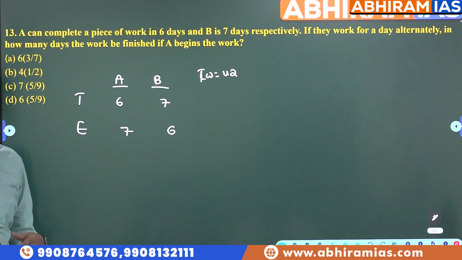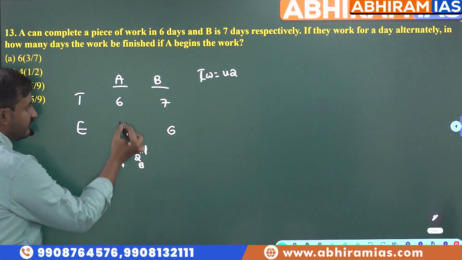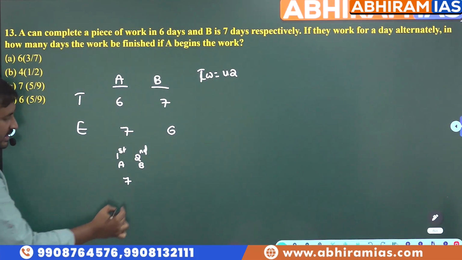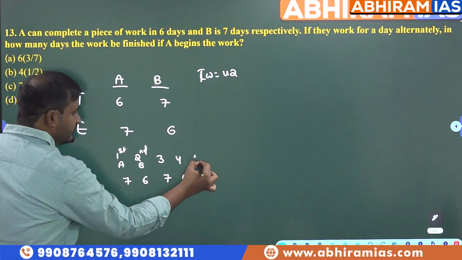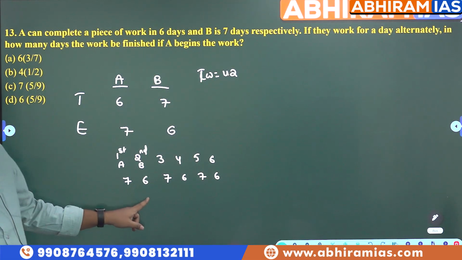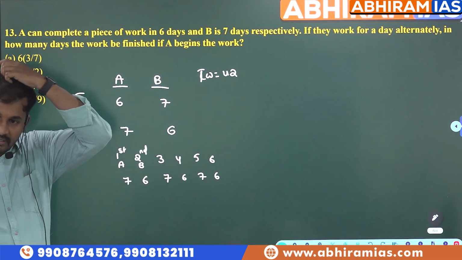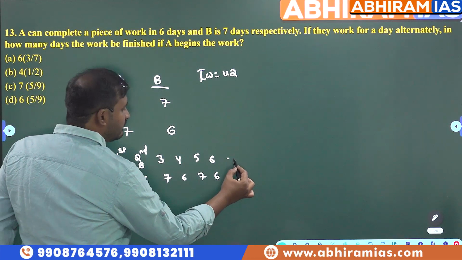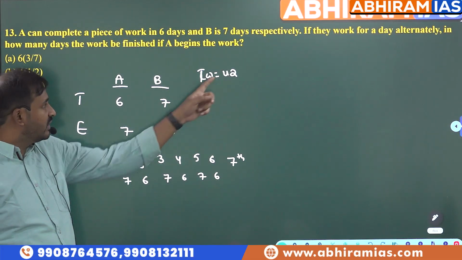Now they are not working together or individually, they are working alternately. And who is starting my work? A. In the first day who is working? A. In the second day who works? B. So in the first day what portion of work will be done? 7. In second day 6. In the third day 7. Fourth day 6. Fifth day 7. Sixth day 6. Now add that up: 7 plus 6 is 13, 13 plus 7 is 20, 26, 33, 39. 39 work is done, right? And on the 7th day who will work? A works, and A's efficiency is how much? 7.